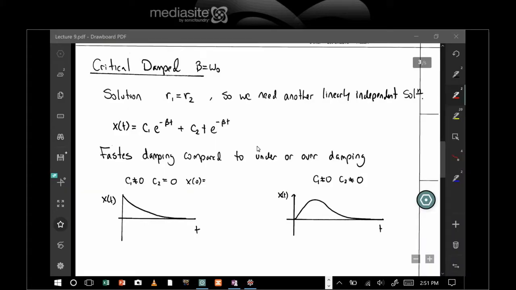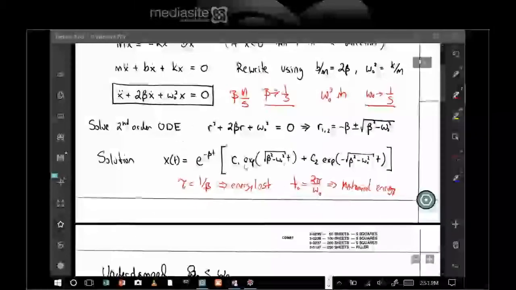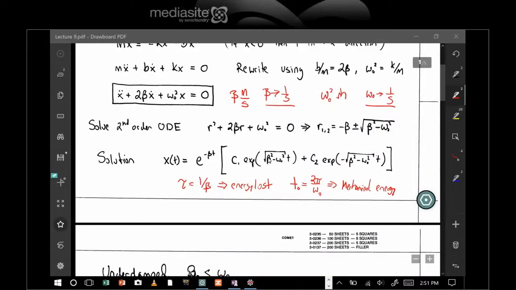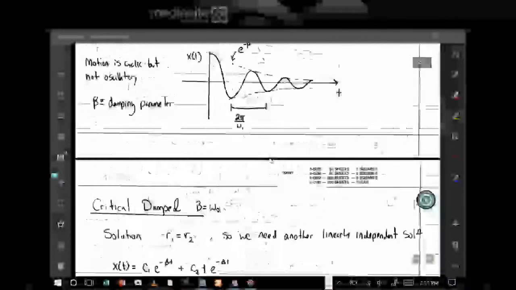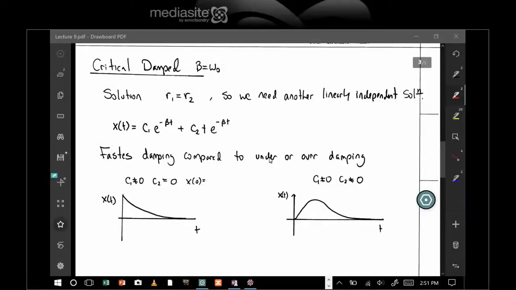Now let's look at the critically damped case. The critically damped case is where beta is equal to omega naught. Now I get only one root. So if you go back to my generic solution, it looks like I only have one solution. Well, we can't do that, because I really need two linearly independent solutions for this differential equation. So I have to use another linearly independent solution.